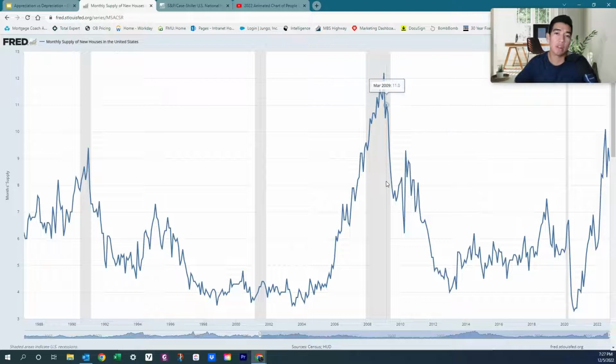So prices went down in order to satisfy that. And we can see that supply is also getting higher over here in this current time period, but it is cresting. But we also have higher demand. We have more household formations. So that's what counteracts that.